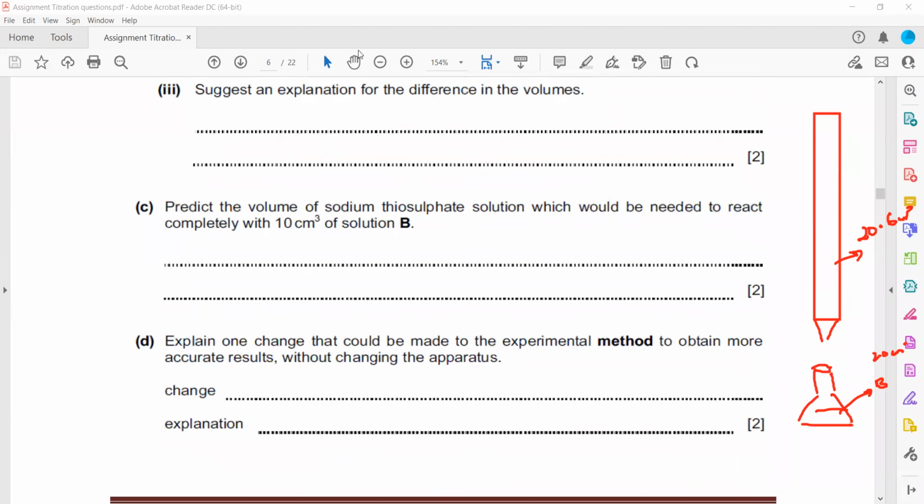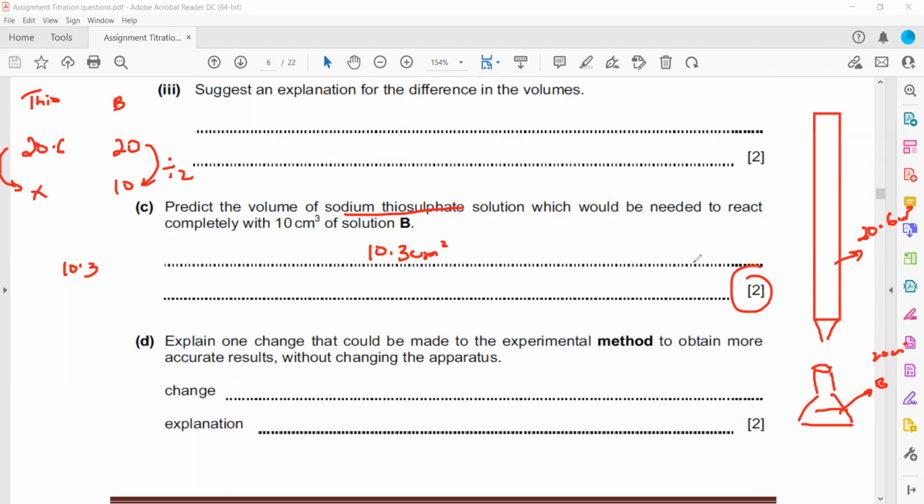So how to work this out? You will simply use a ratio. If thiosulfate is 20.6 and solution B is 20, now we are using 10, so this will be X. If this is half, this will also be half, or you can simply take a ratio, so it will be 10.3. So we need 10.3 cm³ of sodium thiosulfate for a complete reaction. Why is it 2 marks? 1 mark you show a ratio here, and the second mark you predict the volume.